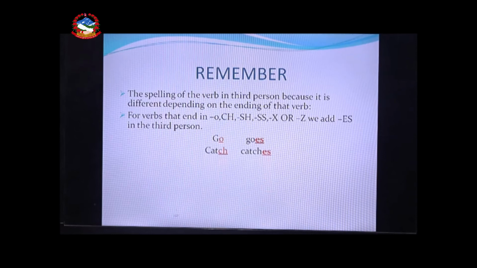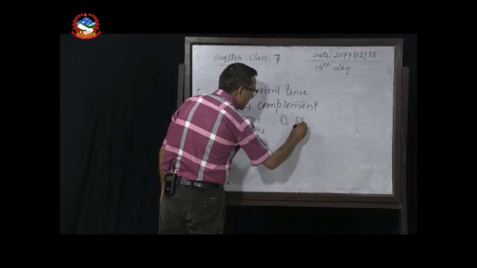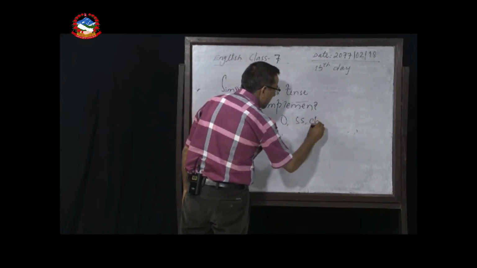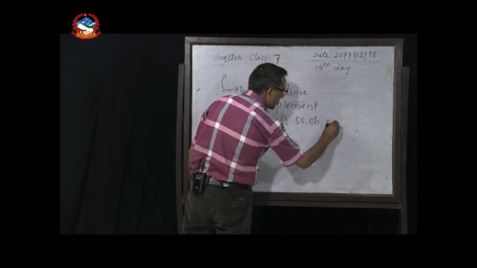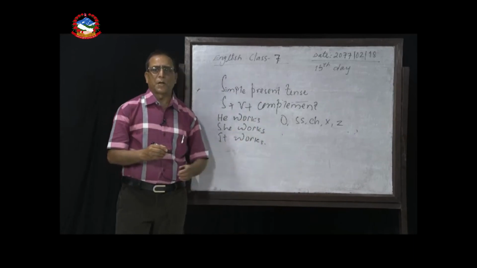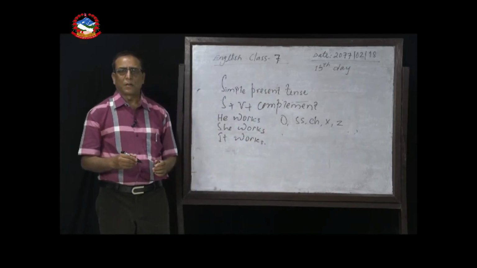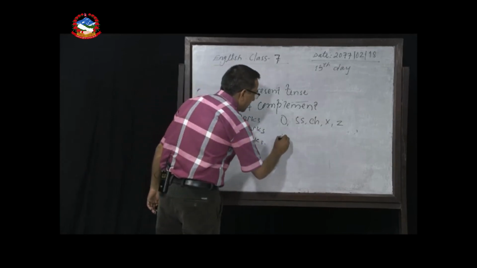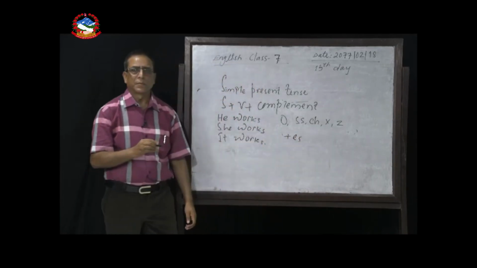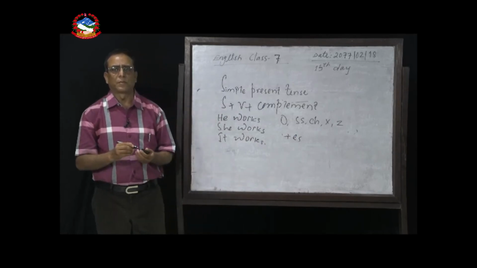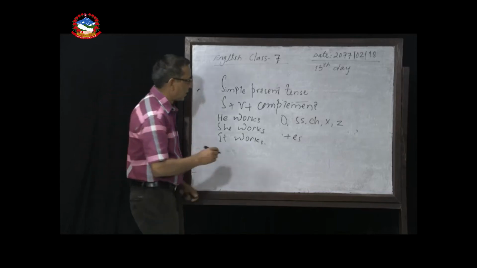The verbs which end in O, CH, SS, X or J. If the verbs are ending with these letters, we are adding ES after the word. Now listen here.